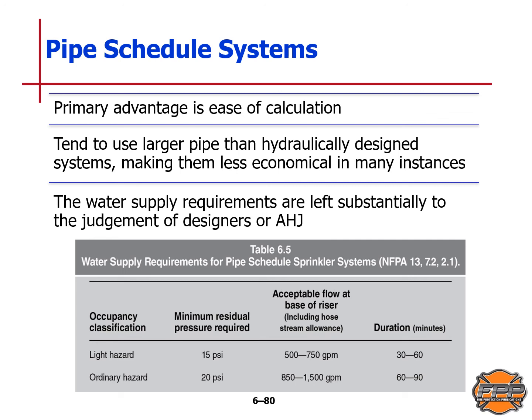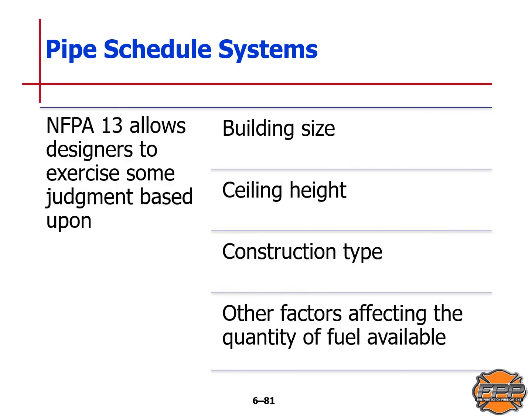And the table here that you see is table 6.5 in your text, water supply requirements for pipe schedule sprinkler systems. So you can see the occupancy hazard, which is light hazard or ordinary hazard, and the acceptable flow at the base of the riser, duration it should last, etc. So familiarize yourself with this table. NFPA 13 allows designers to exercise some judgment based on building size, ceiling height, construction type, and other factors that affect the quantity of fuel available.